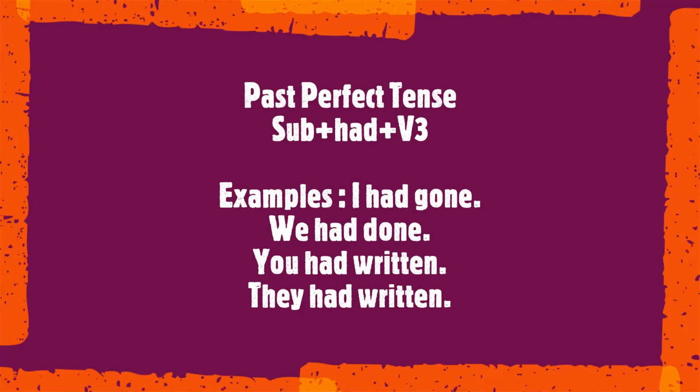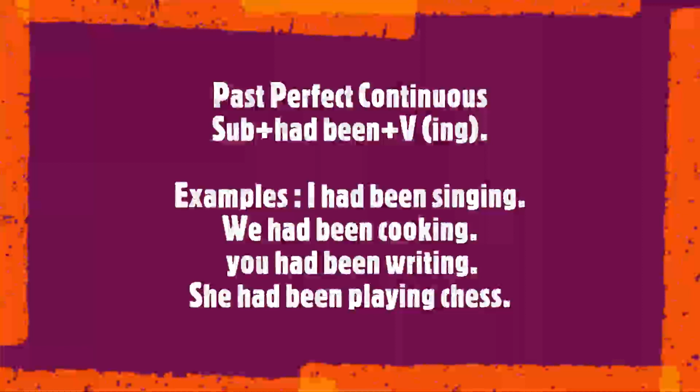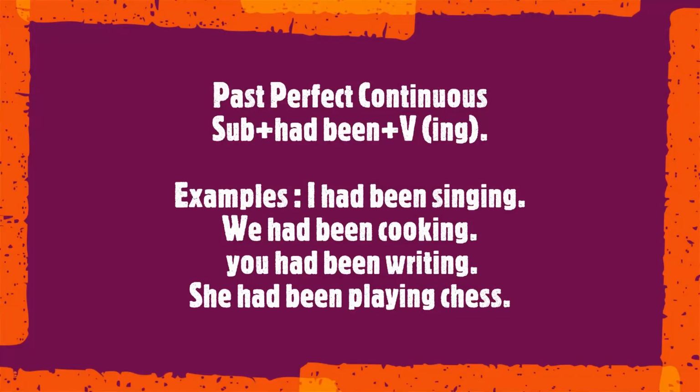Okay, dear children? The last one is past perfect continuous tense, also called past perfect progressive tense. What do we mean by that? It is used to describe an action that started in the past and continued up until another time in the past, or it had begun before a point of time in the past and was continuing at that time.